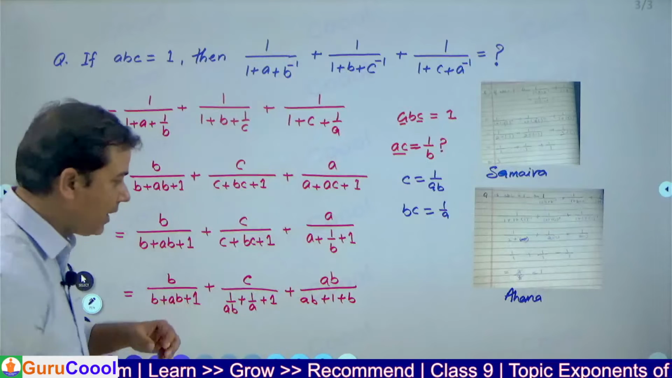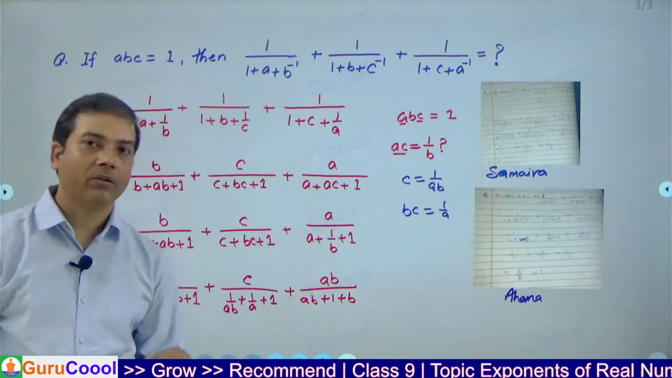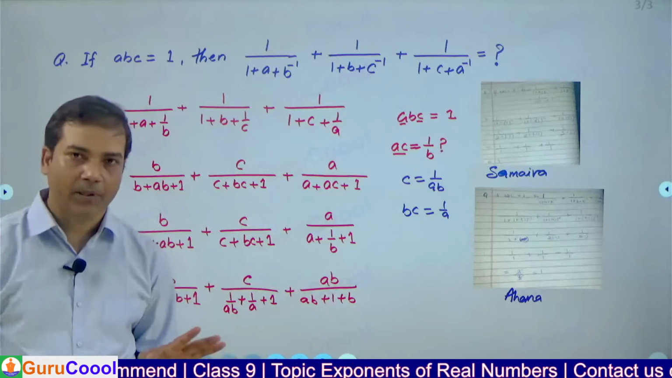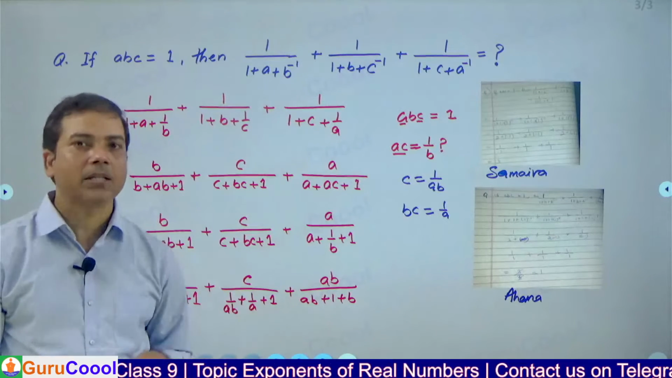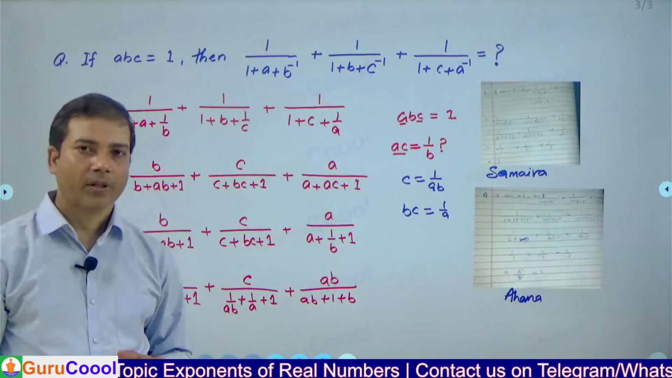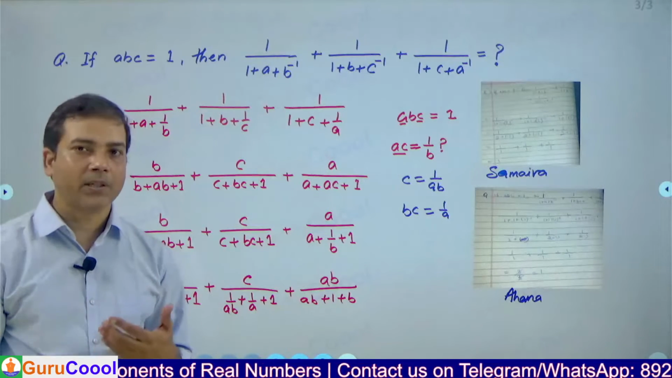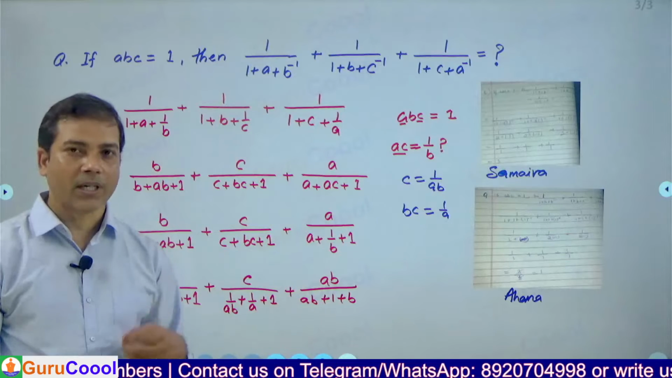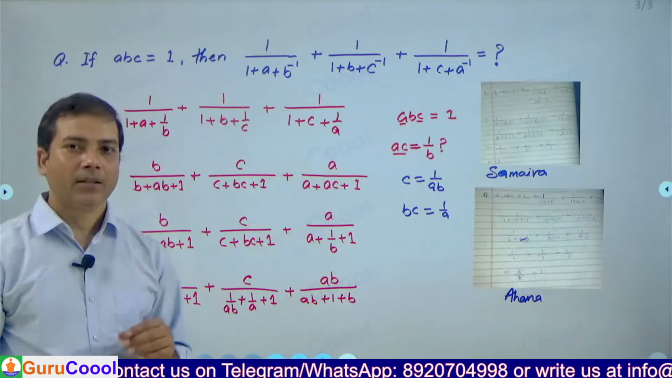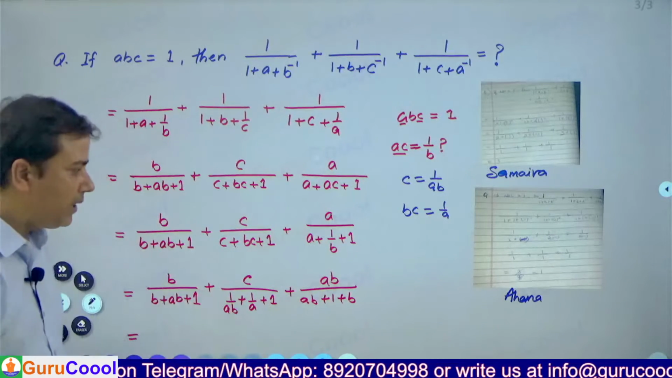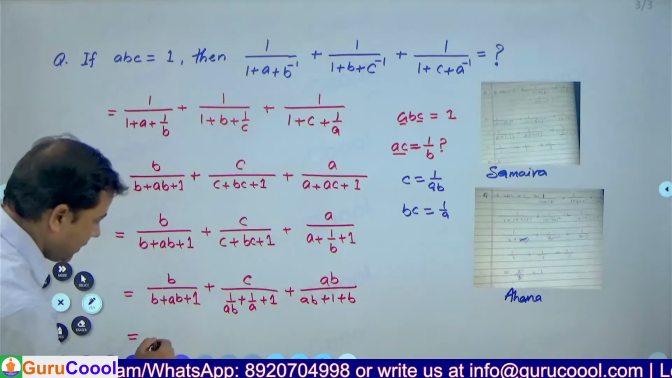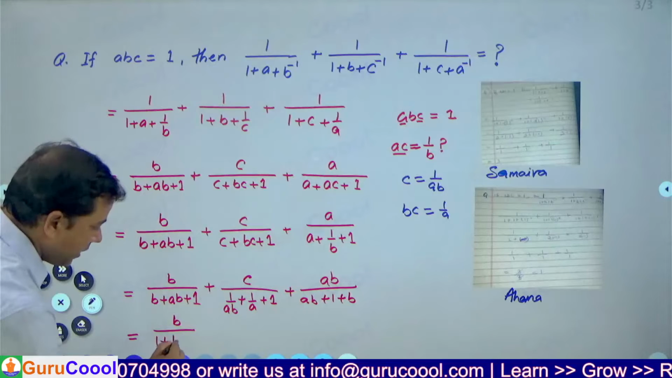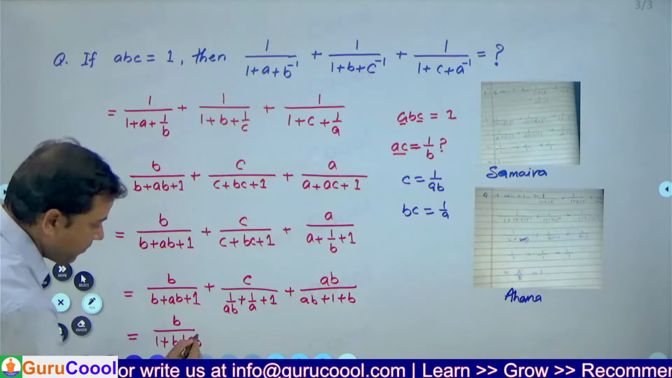Whatever I say, if you think it's not clear to you, don't just agree with me. Just say, sir, I don't understand. Then it is my responsibility to explain it to you. If you once tell me, sir, I could not get it, then it will be my responsibility. So don't just agree with me. B divided by 1 plus B plus AB. I rearranged it.